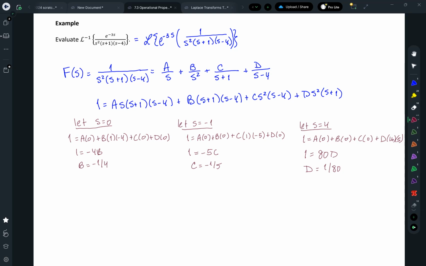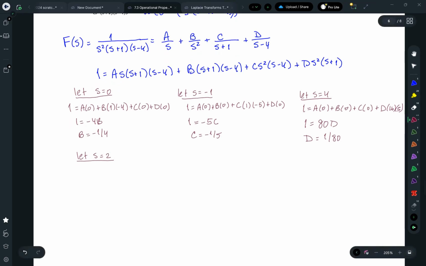2 looks not so bad, somewhere in between -1 and 4. That's why I'm choosing 2. So I'm going to let s equal 2. There's a whole lot of arithmetic that shows up, but it's okay.